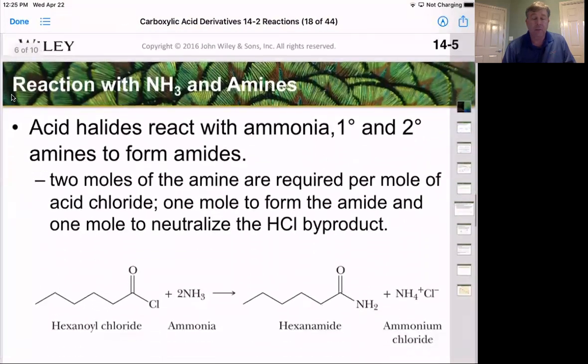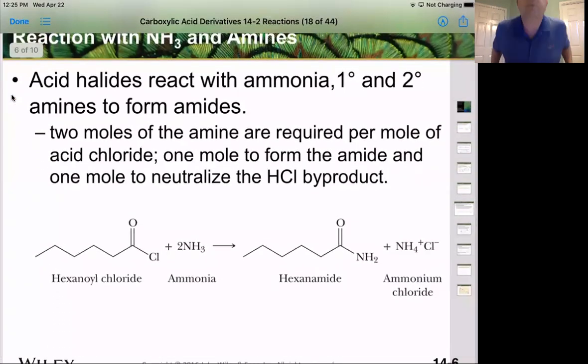Okay, so let's take all those different acid derivatives and react them with ammonia or amines, okay? So if we take an acid halide and react it with ammonia or an amine, we can get a primary or a secondary or tertiary amide out of it, okay?